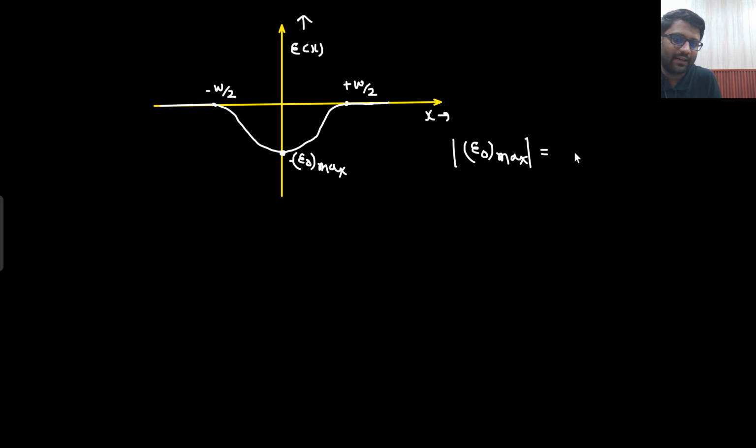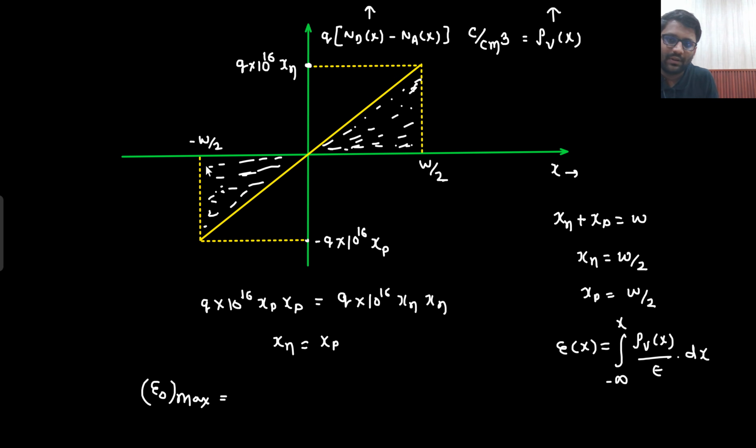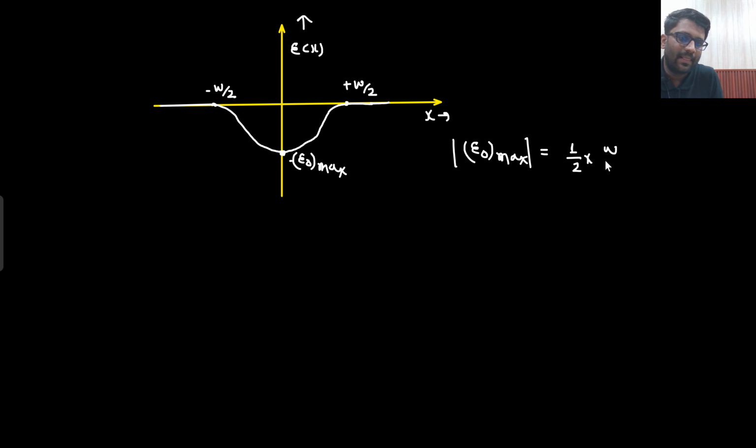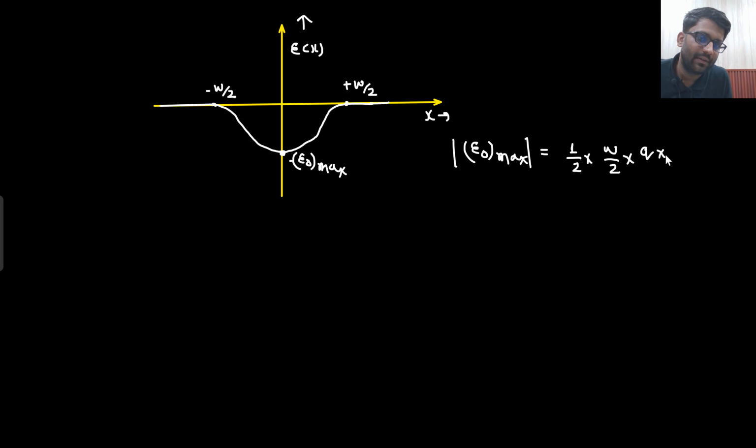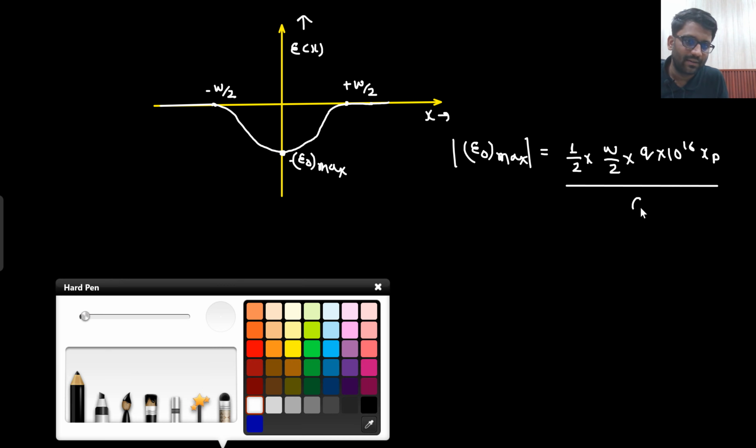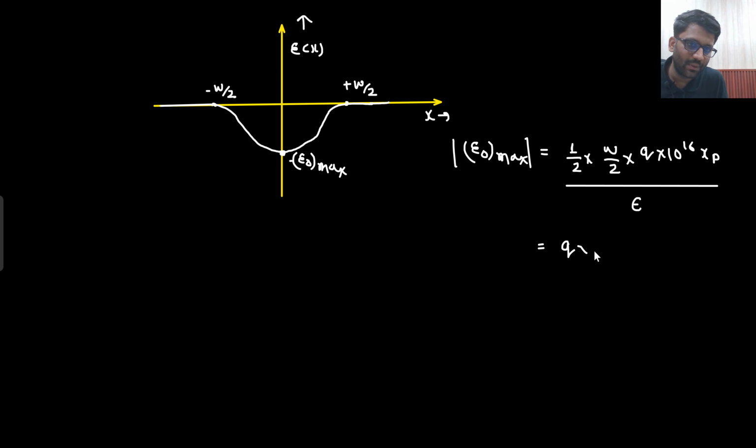What would that be? Sir, half into this base w by 2, because it is a triangle, into height, that would be q into 10 to the power 16 into xp. So what is xp? Xp is simply w by 2 only. So what is the answer we are getting? And surely we will never forget dividing by epsilon. Okay, here epsilon will also be divided. A lot of time this happens with me, that I only write down the area but forget dividing by epsilon. So what you are getting is q into 10 to the power 16 divided by epsilon. Now, sir, w by 4.